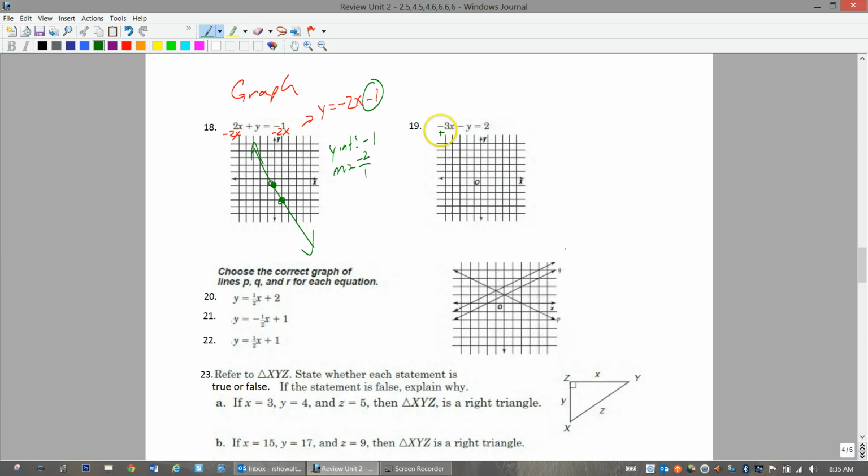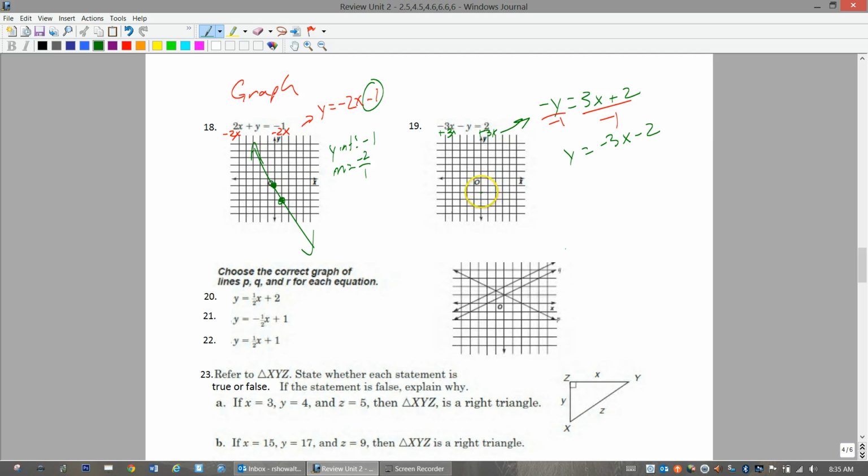I'm going to solve for y first. So I'm going to add 3x to both sides. I'm going to solve it for y again. Why am I going to do that? So that I can read the slope and the y-intercept at the same time. Divide by -1, divide by -1. We get y equals -3x minus 2.